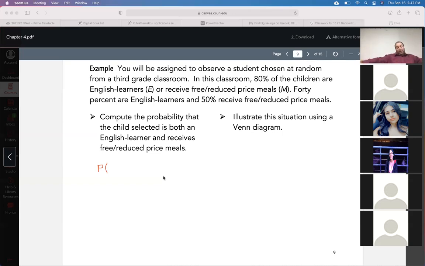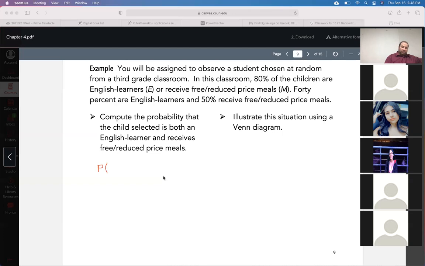Is there an overlap? Yeah, because they want the probability that is an English learner and free/reduced. But then maybe it ends up being 0. Maybe there's no overlap. We've got to do the math to see. I would use the general rule until I know otherwise.